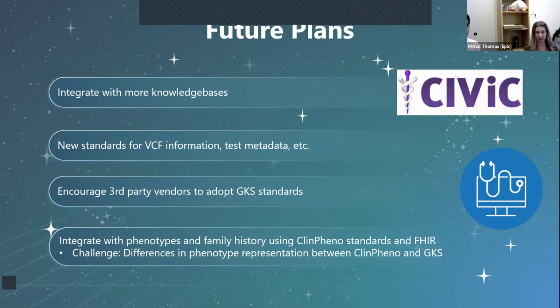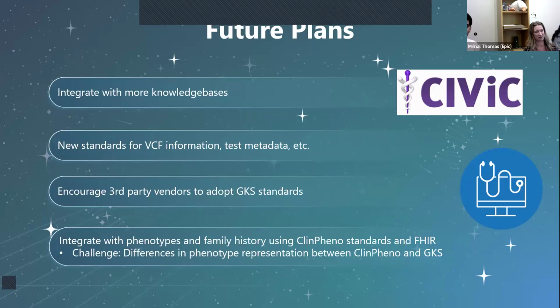We're also always on the lookout for any sort of new standard. Some of the things we're particularly interested in are VCF level information, test metadata, and stuff like that. These are things that I think Mrinal and other Catherine have talked about on previous calls. But since we have such a wide variety of customers, if there's any way to represent genomic information, we probably have a need for it and need a standard for it.